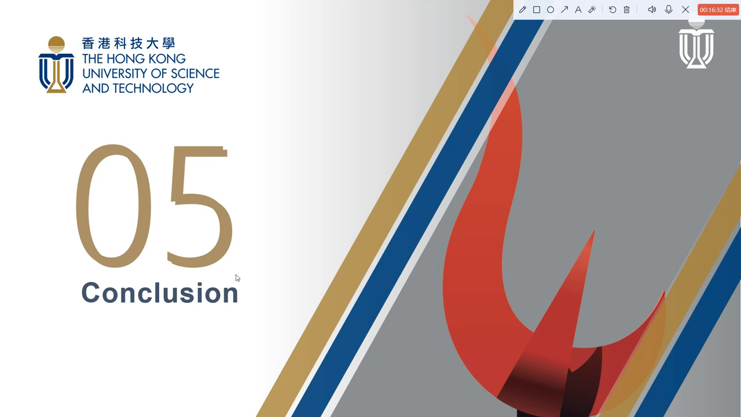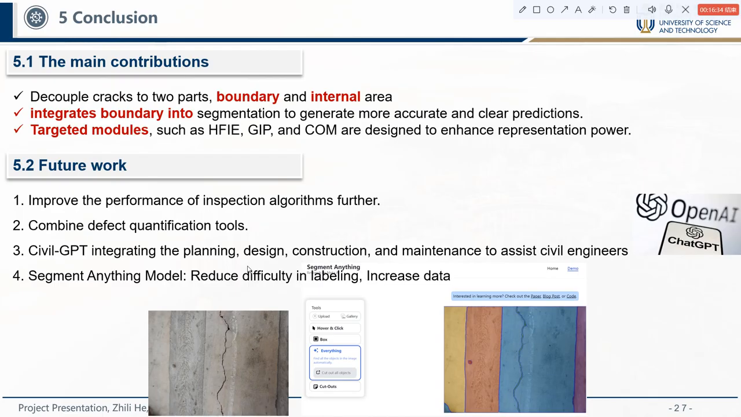Okay, the last one, conclusion. Firstly, is the main contributions. We decouple cracks into two parts, boundary and internal area. And then we integrate the boundary information into semantics to generate more accurate and clear predictions. We also design some targeted modules such as HFIE, GIP, etc. And we use these modules to enhance the representation power of BGCrack.